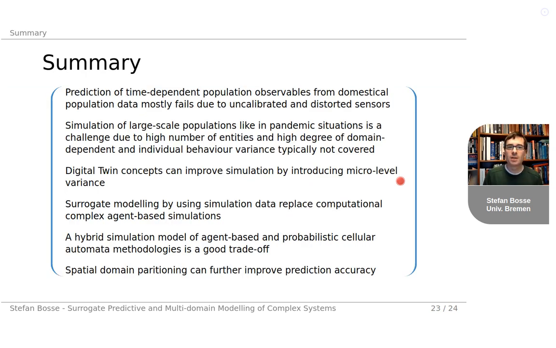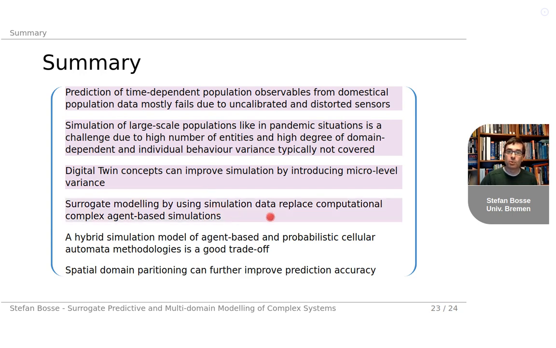To conclude, prediction of time-dependent population observables from domestic official population data mostly fails due to uncalibrated and distorted sensors. Simulation of large-scale populations, like in a pandemic situation, is a challenge due to the high number of entities and the high degree of domain-dependent and individual behavior variances, typically not covered. Digital twin concepts, not shown in this presentation but used, can improve simulation by introducing micro-level variance, very important, micro-level behavior variance.